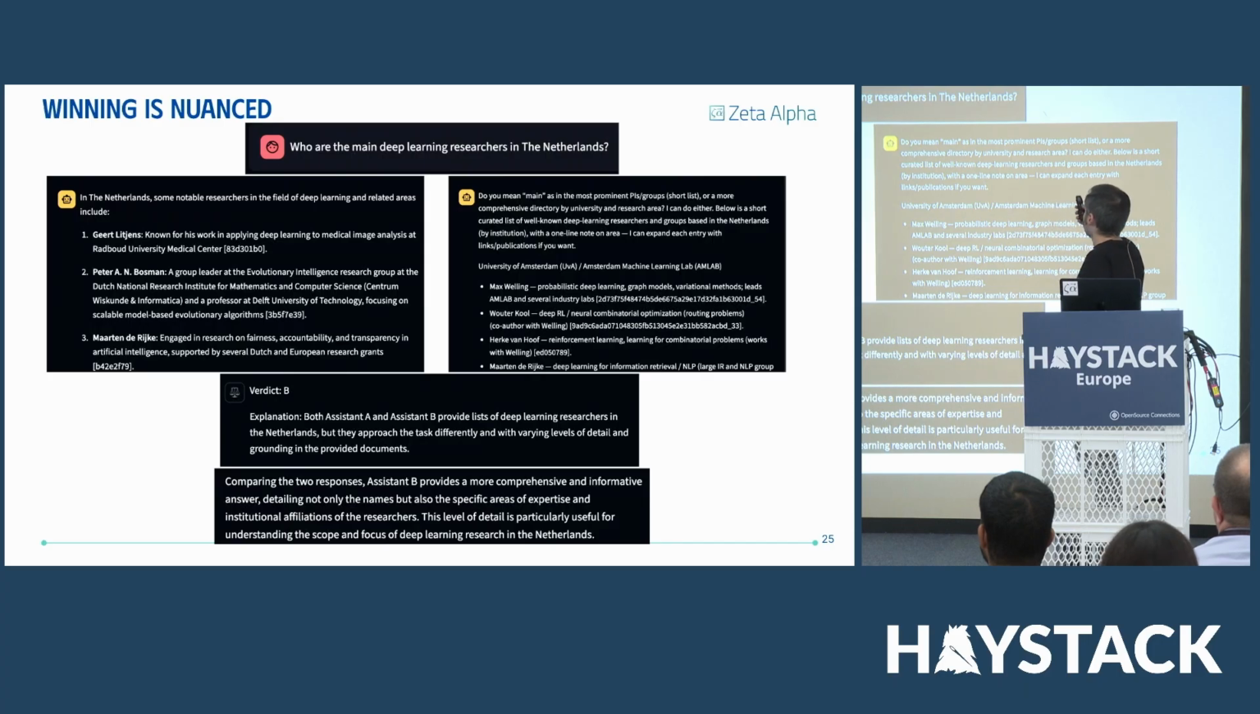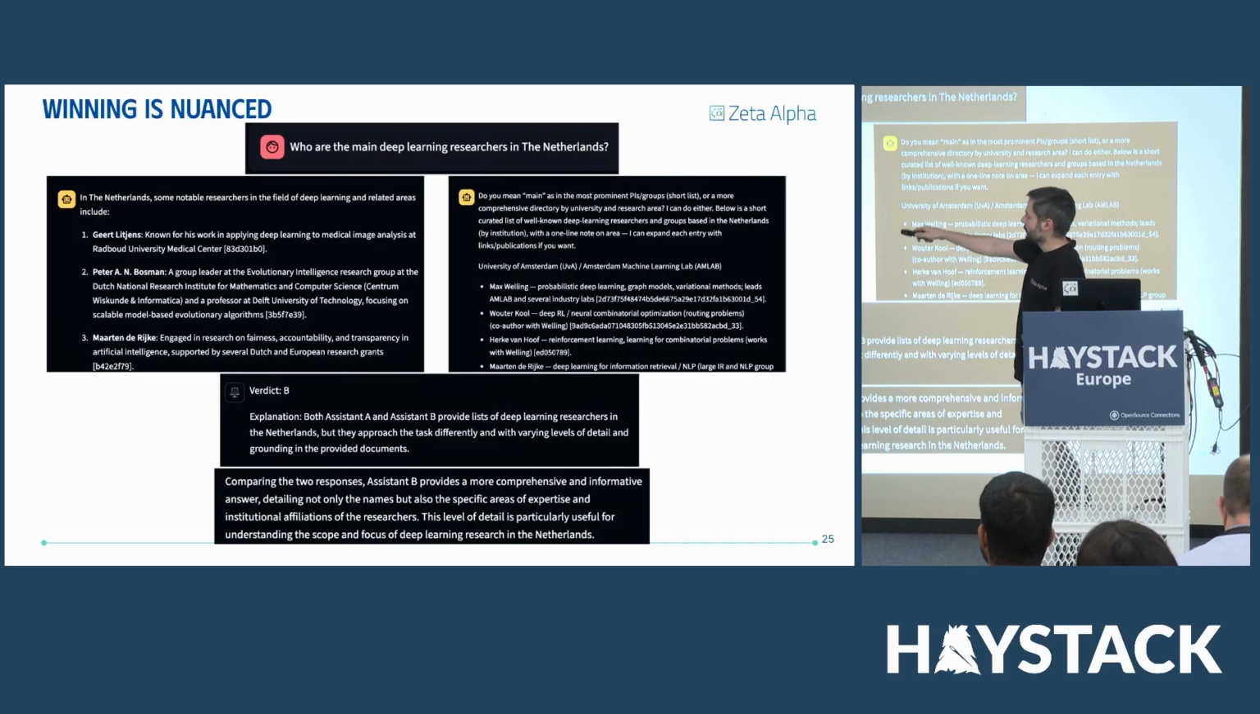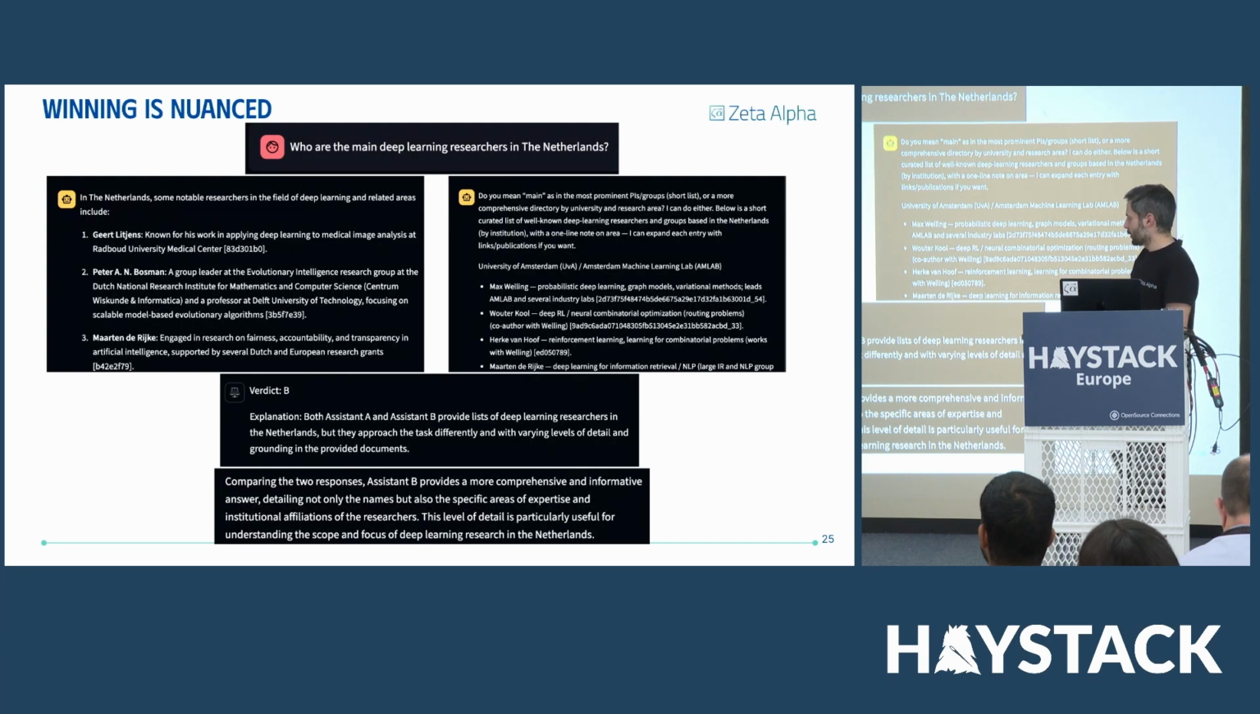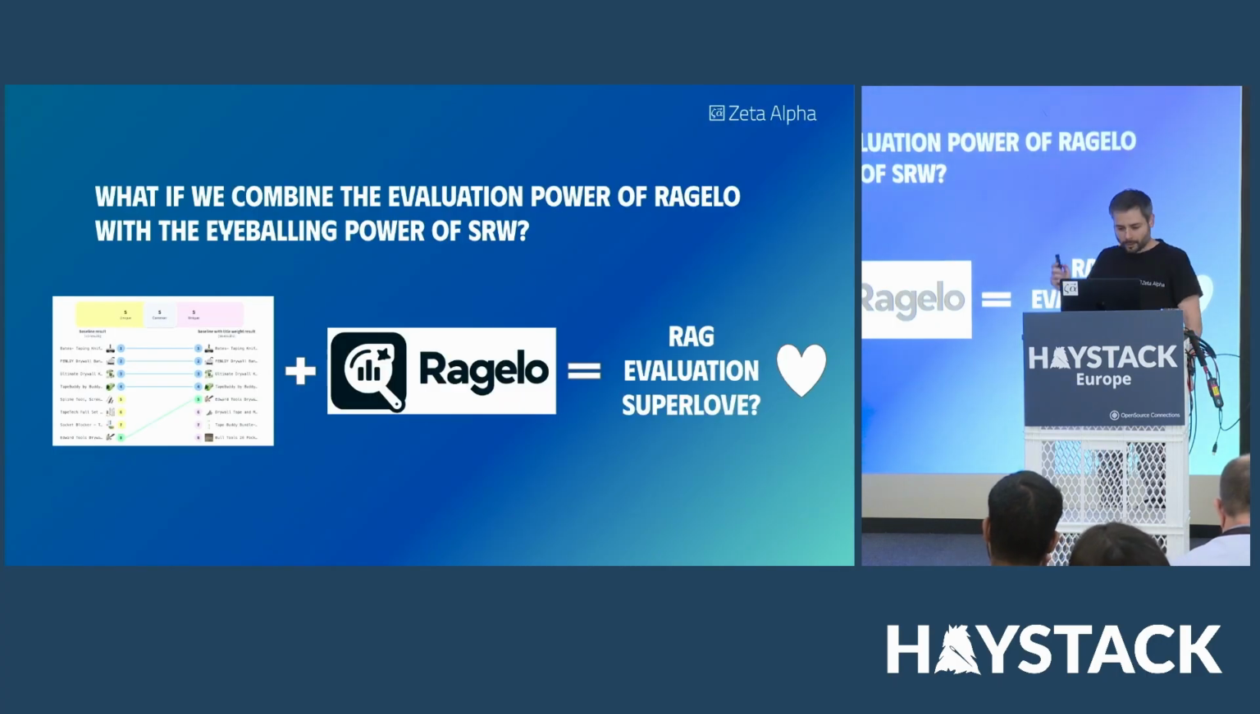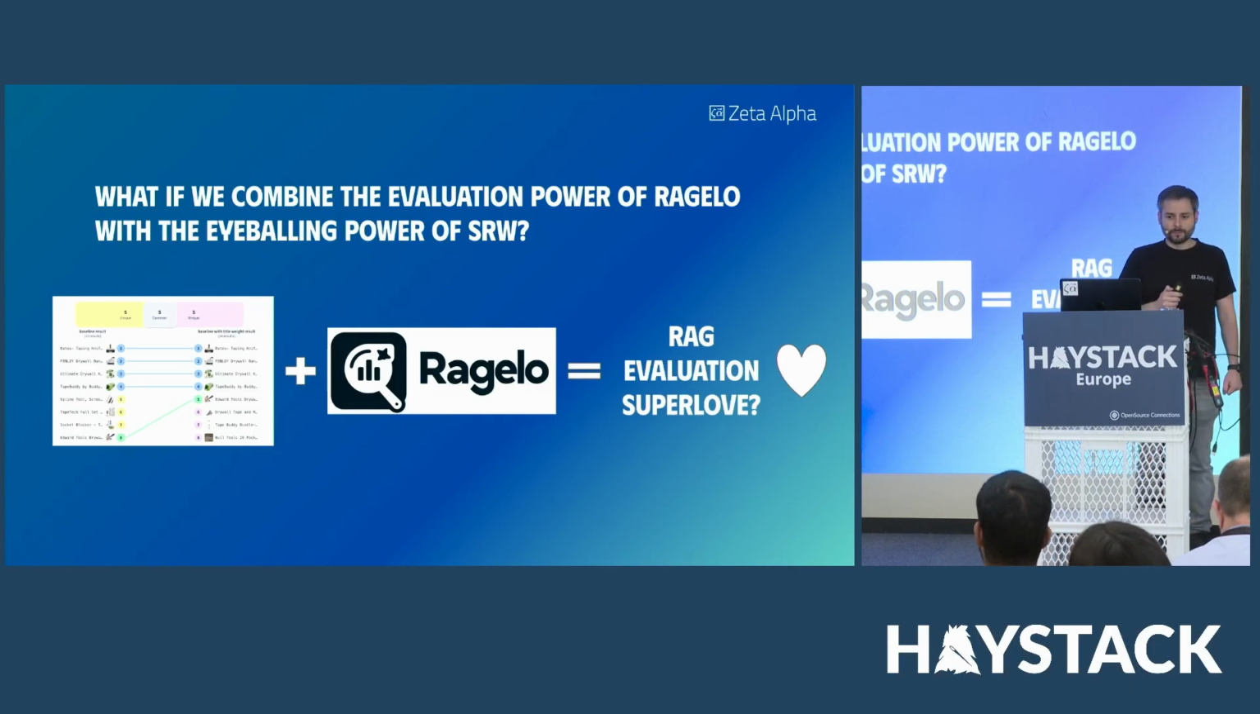But I don't know, maybe I don't like the fact that it's asking what do I mean by main, and I just want that to be the winner, right? So if you don't really look into the data, you will never realize these small details. And that's the reason I started all of this, thinking about using RAGElo with SRW.